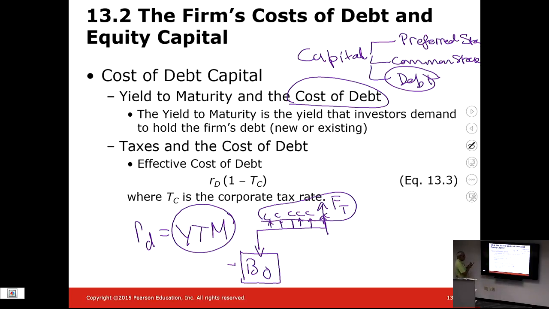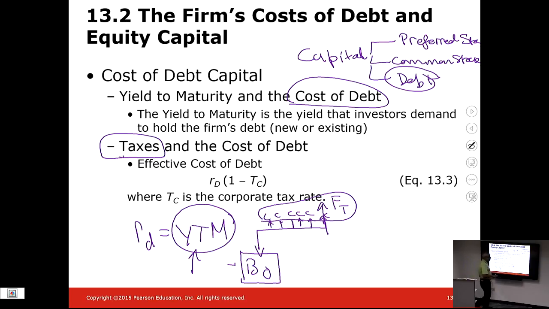So again, going back to the idea that what is return to the investor is cost to the firm. So this is the yield or this is the cost that the firm is essentially paying, but not fully, because debt is unique. It is a different type of capital. So generally, what is return to investors is cost to the firm, but not fully for debt, for one important reason. The interest that we pay on debt is tax deductible.